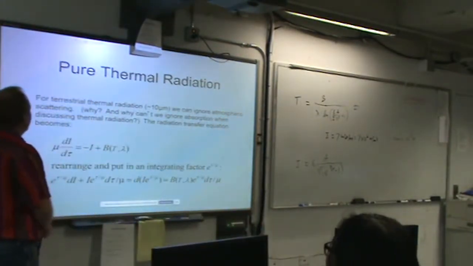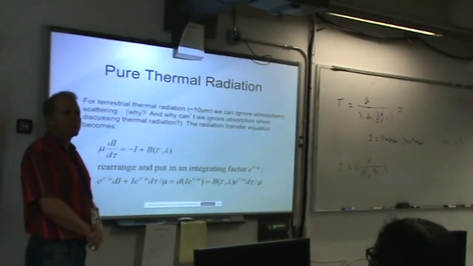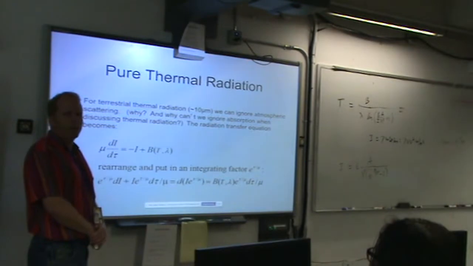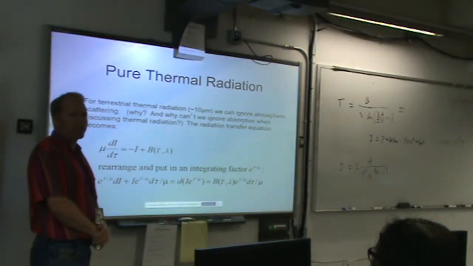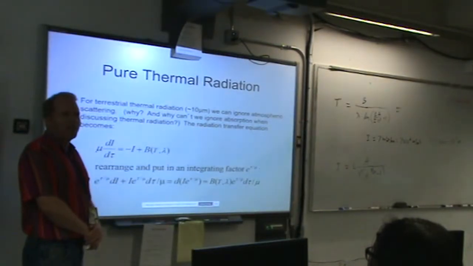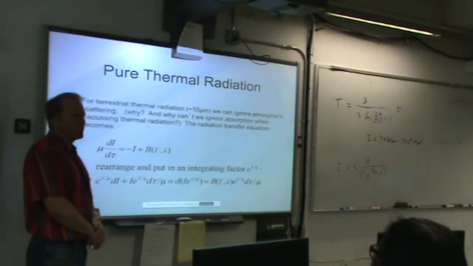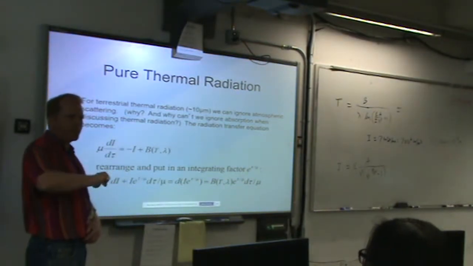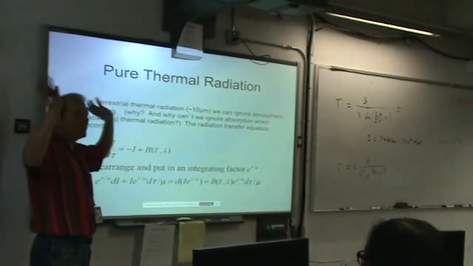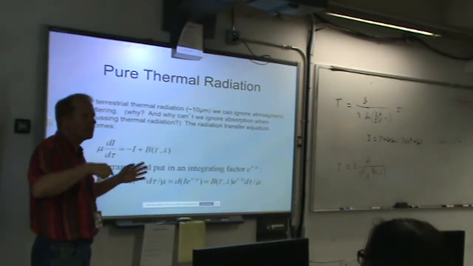So we can ignore atmospheric scattering. Why can we ignore atmospheric scattering at 10 microns? I'm talking about pure atmosphere, pure nitrogen and oxygen and stuff like that. At 10 microns, what is the size of a molecule? About a few angstroms. It's so different that the Rayleigh scattering basically goes down to zero. Woohoo, we get to ignore scattering, so long as there are no nasty clouds or aerosols.